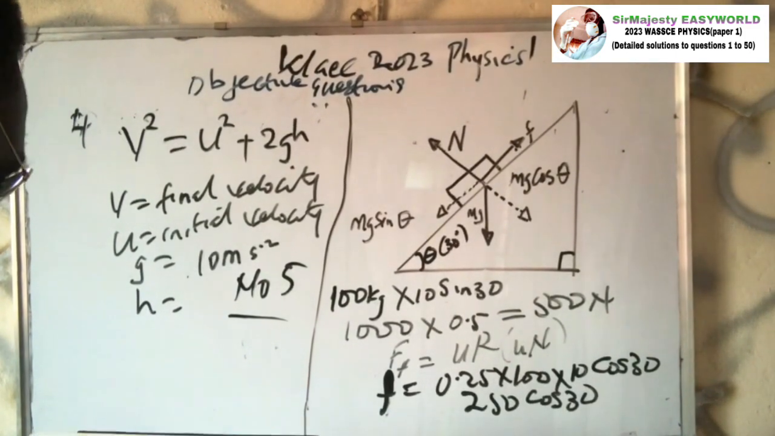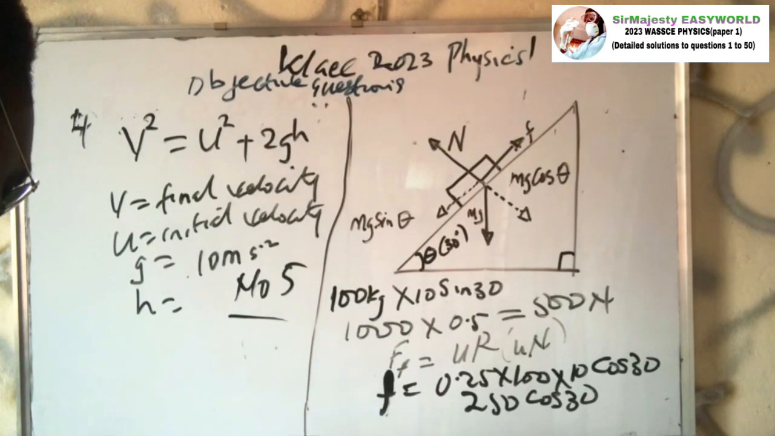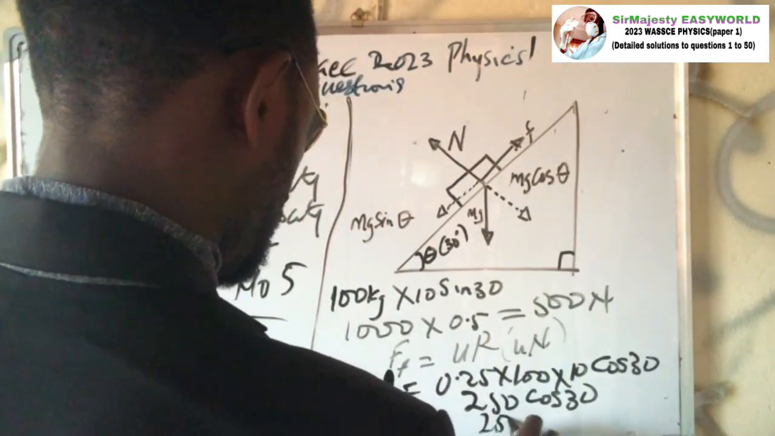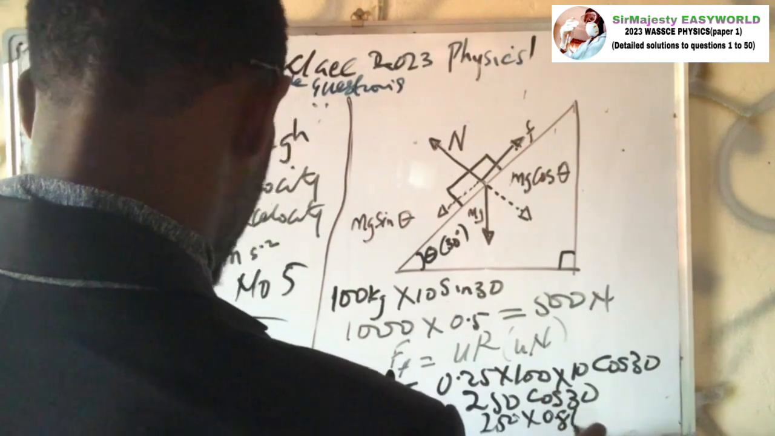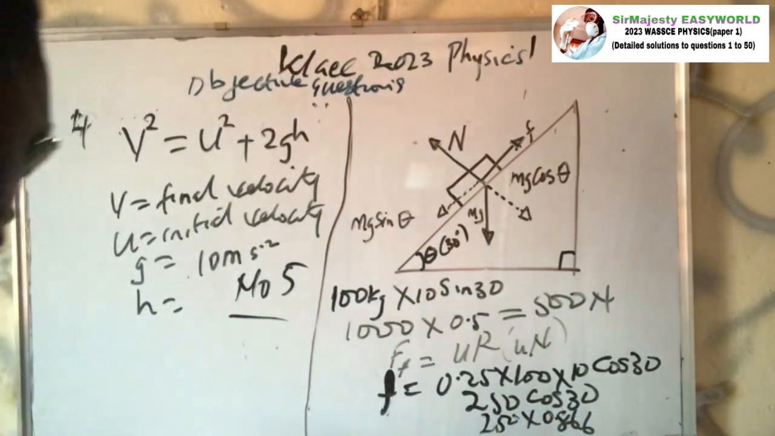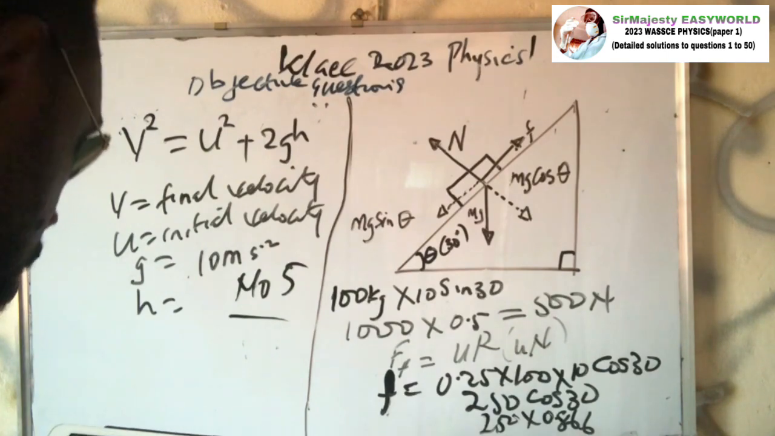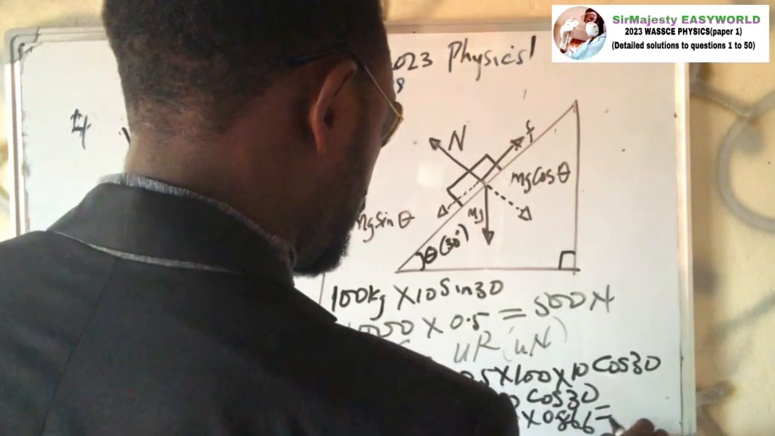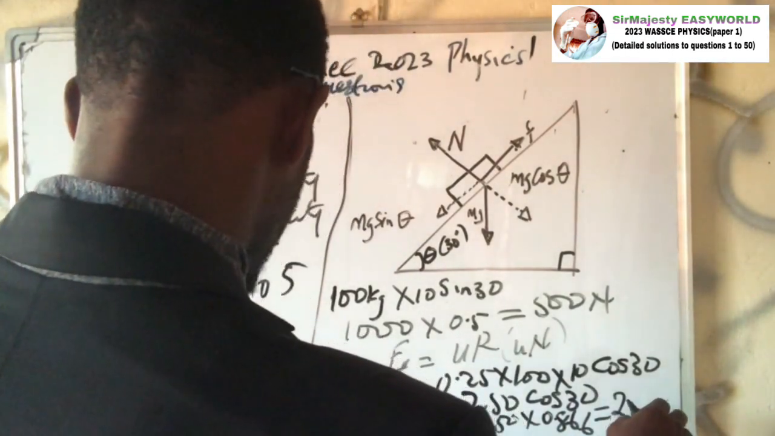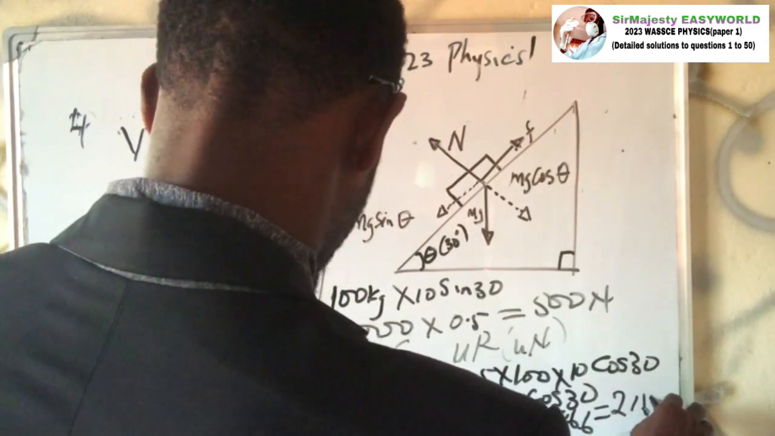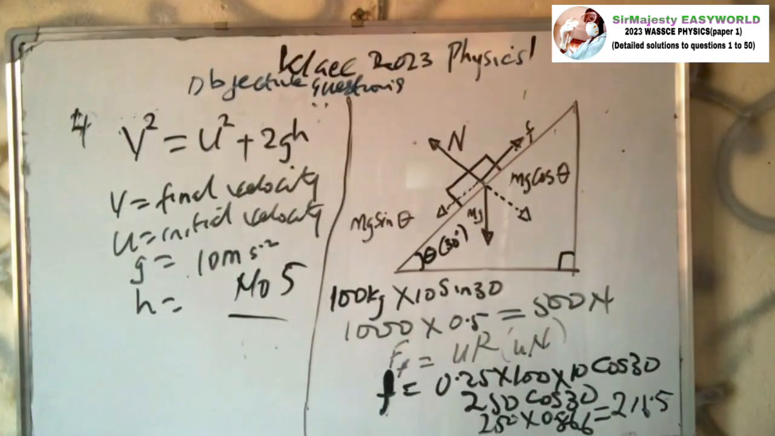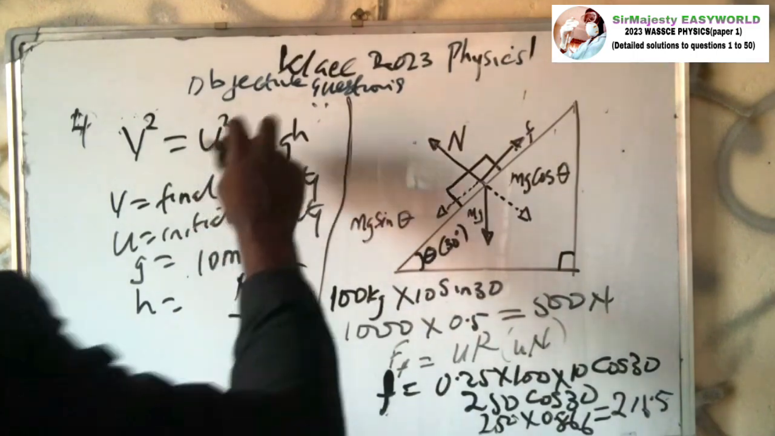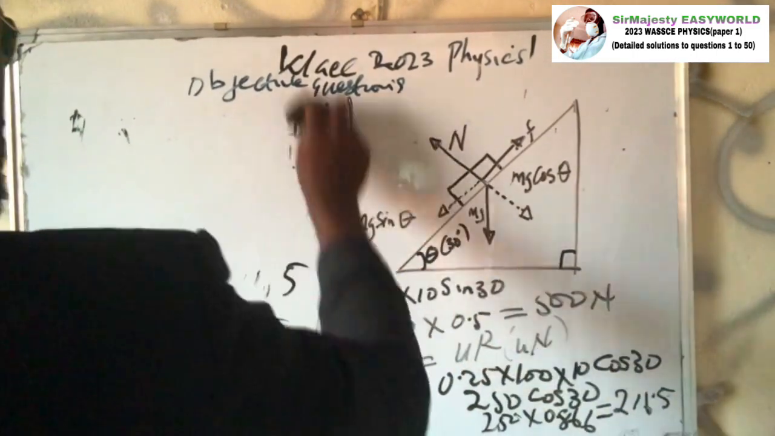We have that cos 30 is 0.866. So 250 times 0.8660. We now say times, actually 250. We have 216.5. So the horizontal component of the force is 216.506. So approximately, for us to get the total force, the total opposing force, we will sum the two.